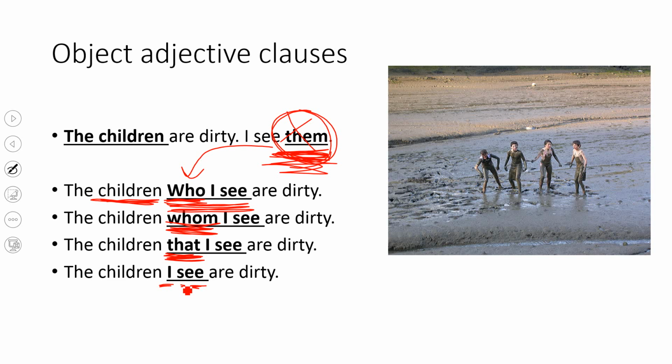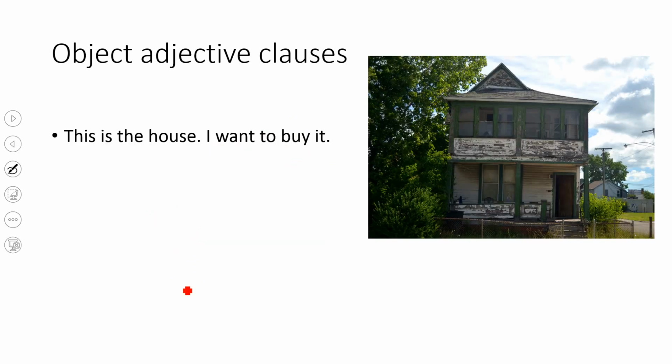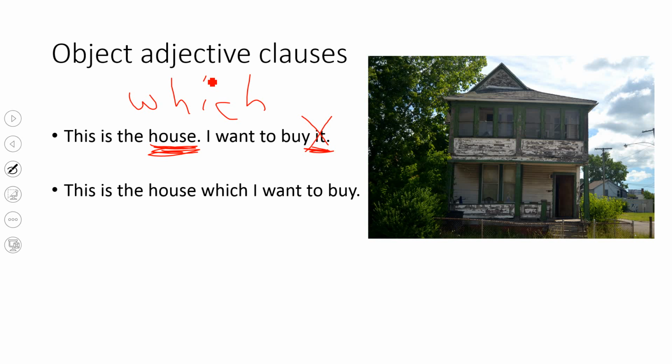Let's look at another example. This is the house. I want to buy it. Okay, in the two sentences I see I have house and it. Those are the same things. So it is the word that's going to go away, and it's going to be replaced with a relative pronoun. In this case, house is a thing, so we'll use which instead of who. This is the house which I want to buy.